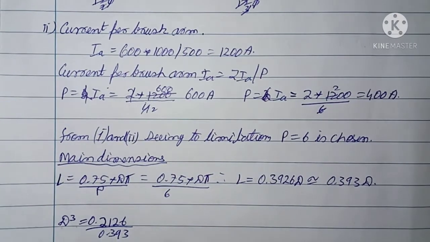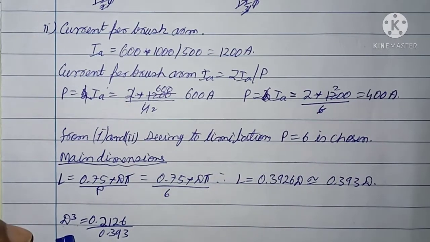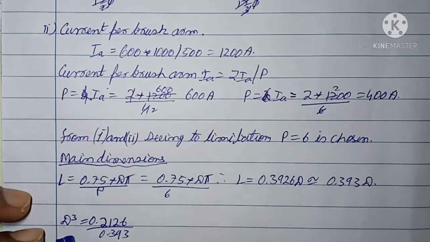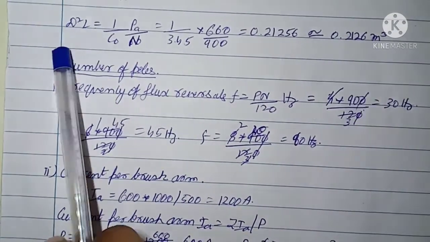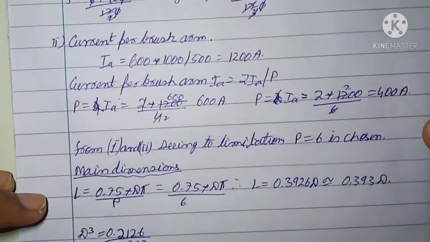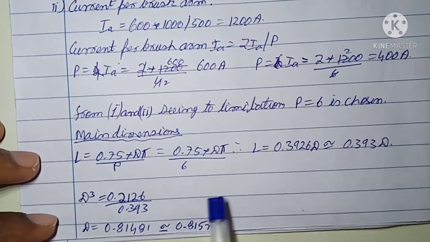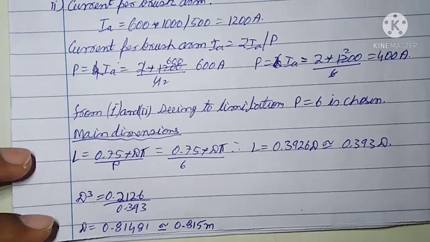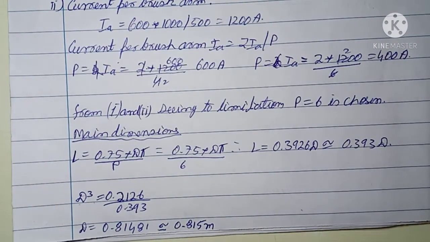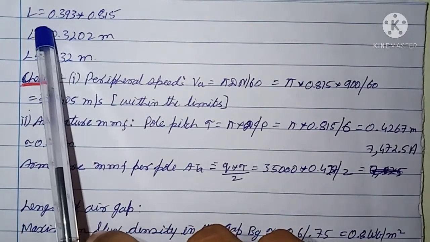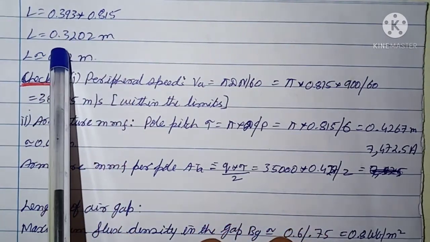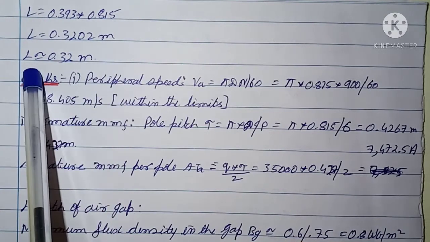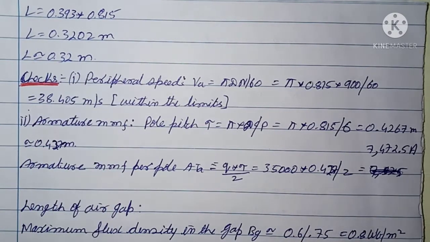Again we are going to make use of the basic equation. From that, d cube will be 0.2162 divided by 0.393, so the d value is 0.81481, approximated to 0.815. Then L, which is 0.393 into D, is 0.393 into 0.815, which gives 0.3202 meter, or L is approximated to 0.32 meter.